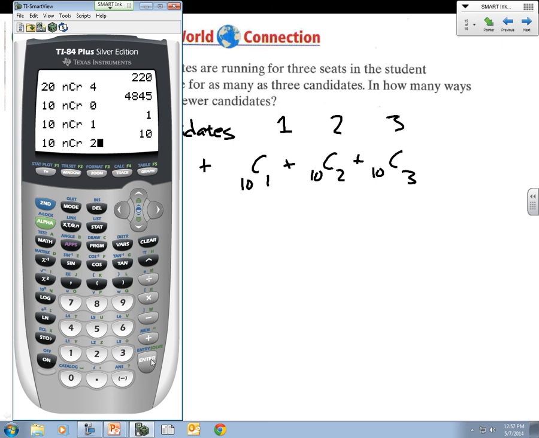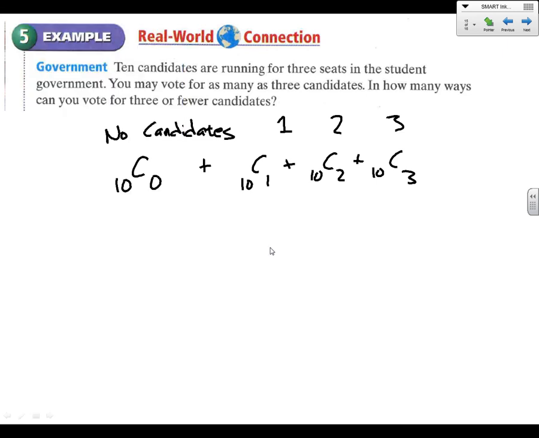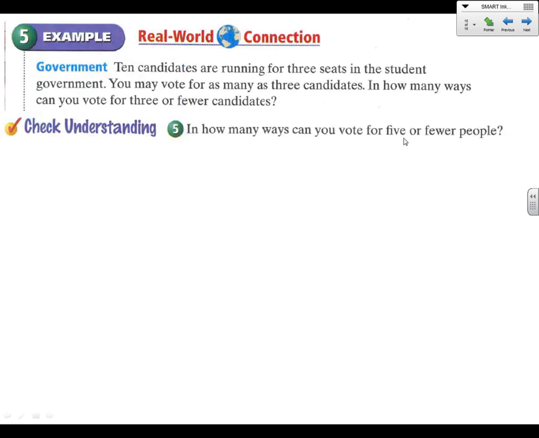10C2, 45. 10C3 is 120. So 1 plus 10 plus 45 plus 120, 176 different ways you could vote for these candidates. All right, so you're up here. Keep going with this. Extend it. How many different ways could you vote for 5 or fewer people? So you can take what we did in the last slide and extend it for 4 or 5 as well. All right, any questions? We'll go over this in class. Good luck.